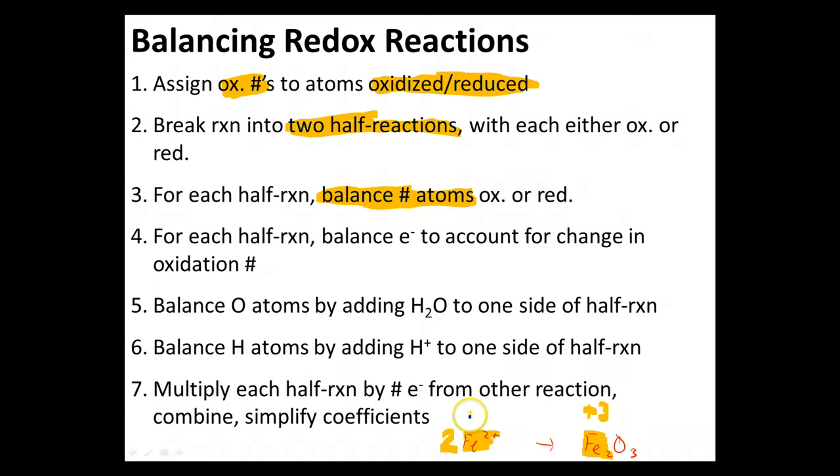Okay, now that I have the right number of atoms on both sides, we can start to worry a little bit about charge, but only a little bit. What we're going to do is we're going to balance the electrons. I'm not balancing the whole charge, I'm only balancing the number of electrons to account for the change in oxidation number. Now why am I not doing the rest of the charge?